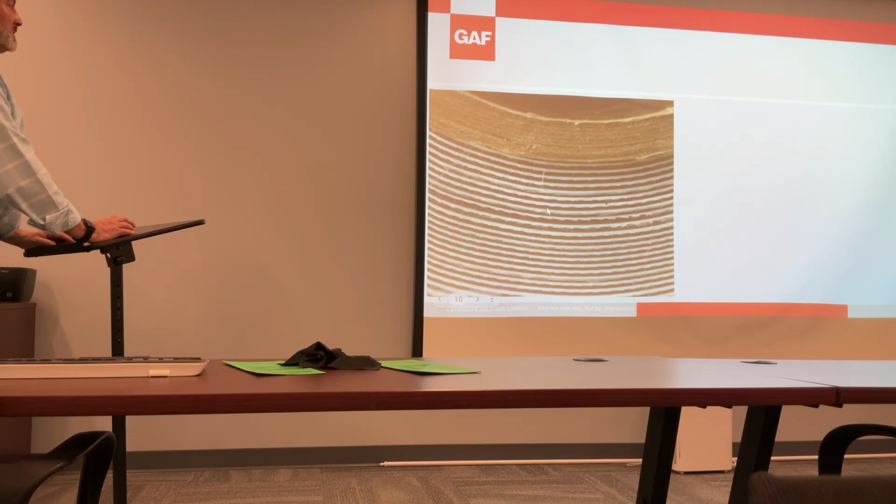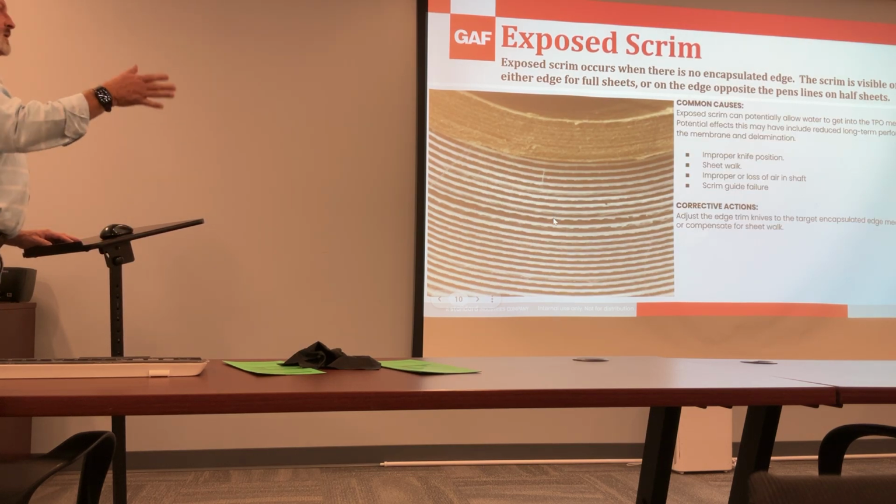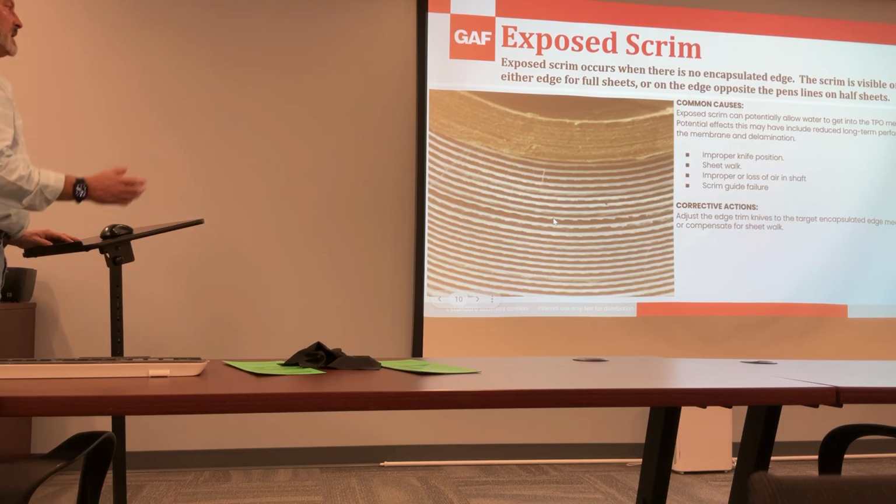There's some exposed scrim. You can see the yarn sticking out right there. That's a no-no. Again, those knives are set in a fixed position, so something got out of whack with the knife and makes that edge trim that you guys regrind.